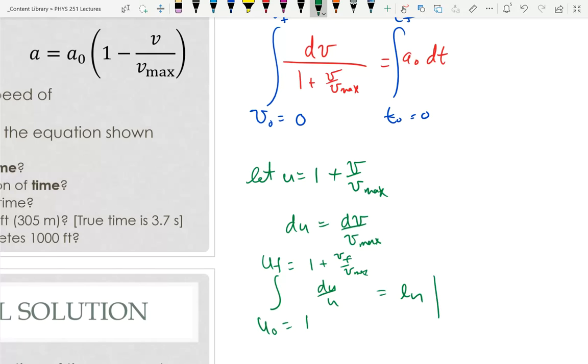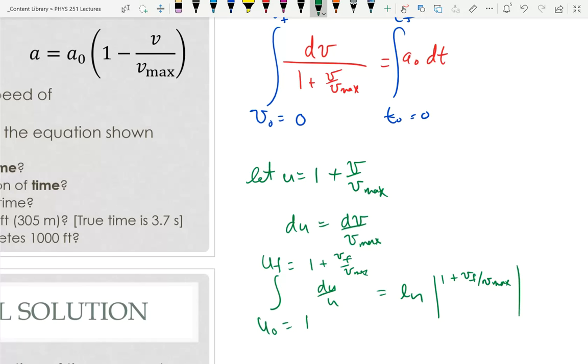And if I'm going to put my limits in right off the bat, we've already gone through the limits and how to evaluate them. If you're not clear on that, you do the upper one minus the lower one. So my result is natural log of u with the upper limit minus natural log of u with the lower limit. But when you subtract natural logs, it's just natural log of the positive one divided by the negative one. So the upper one is the positive one, 1 plus Vf over Vmax, divided by 1.